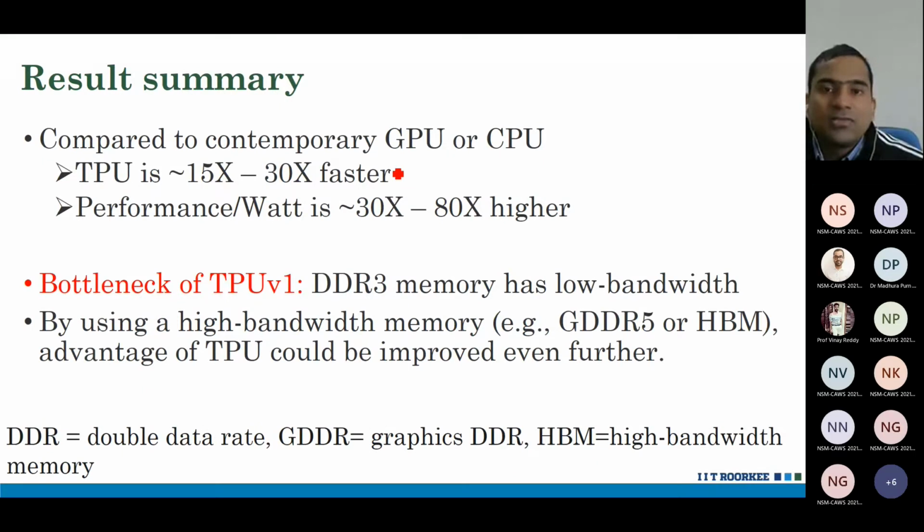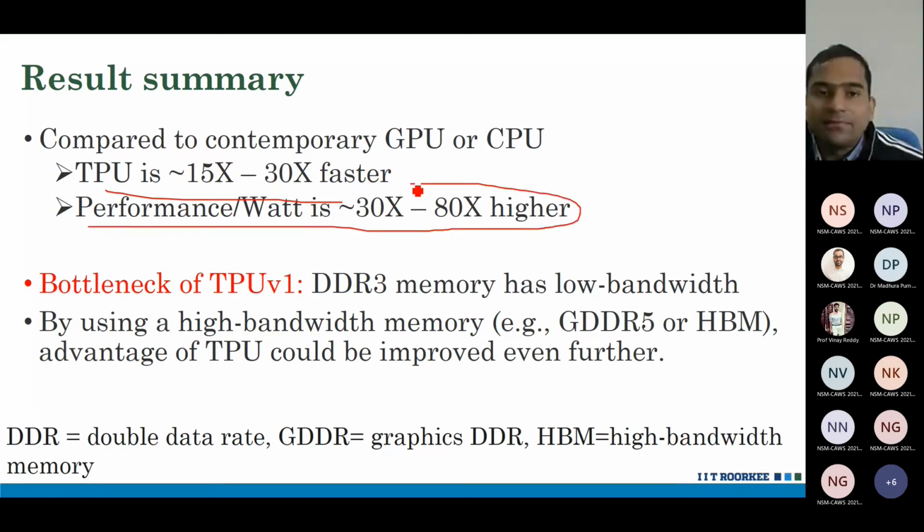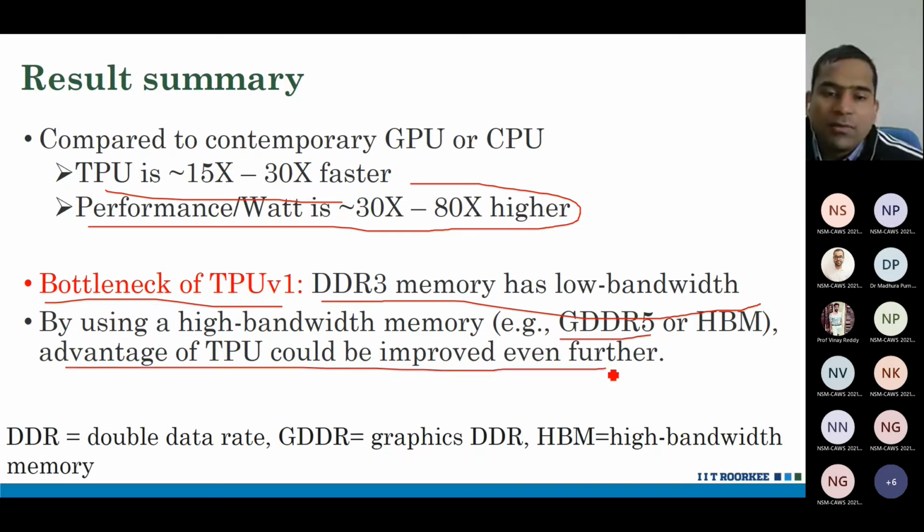So compared to contemporaries, GPU or CPU, TPU is 15 to 30 times faster. And performance per watt is 30 to 80 times higher. Now let us understand the bottleneck of TPU version 1. It uses DDR3 memory, which is low bandwidth. If they were to use high bandwidth memory, which is HBM or GDDR5 or 6, TPU could be improved even further. Okay. So now you see the scope for improvement, and that's what we have done in the next version.